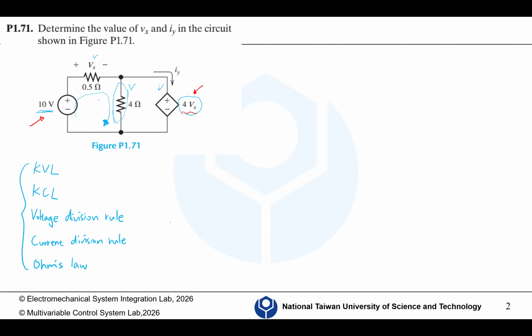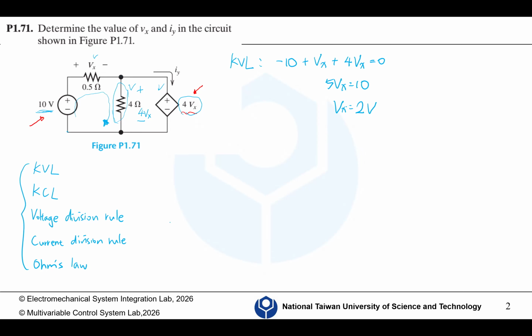So within this, we have positive, we have negative 4Vx. So by KVL of this small loop, starting from the bottom left corner, we have minus 10 plus Vx plus 4Vx equals 0. And then we have 5Vx equals 10. Then Vx equals 2 volts. So we find Vx.